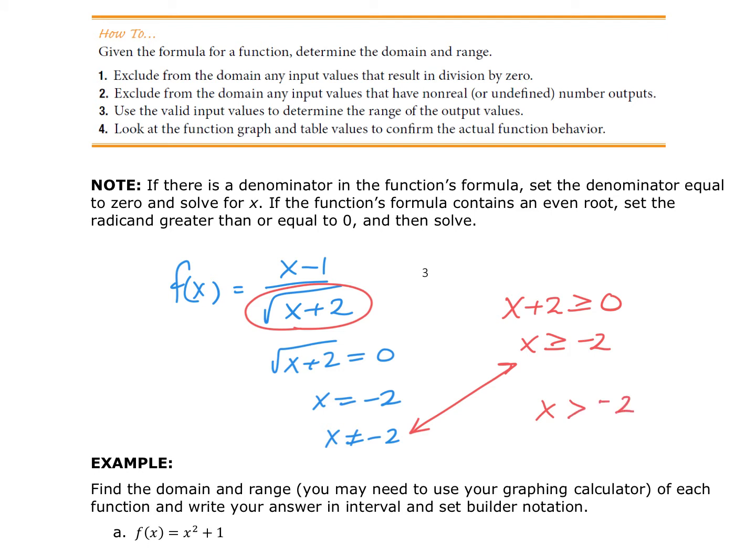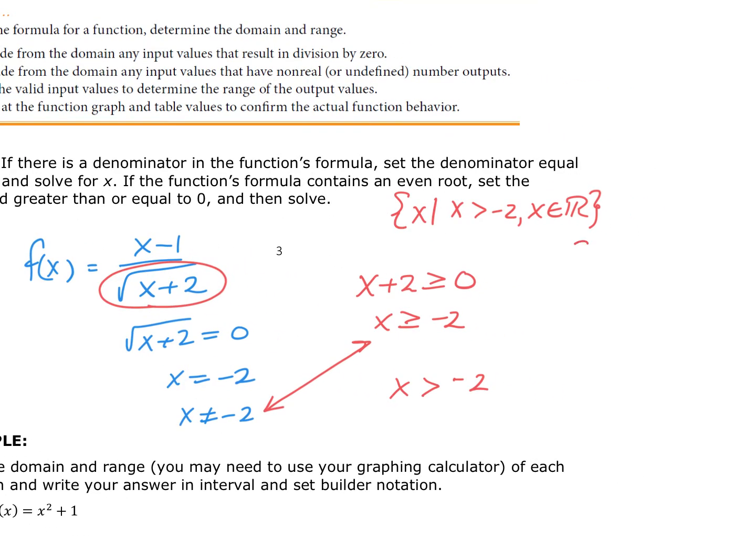So my domain in set builder notation, which is my preference, is x such that x is greater than -2. X is an element of the real numbers. Now, because we are making the assumption that we're in the land of reals, if you would like to just shorten this, because we make that assumption, you can leave that off too. I would be totally fine if you put that on one of my assessments.